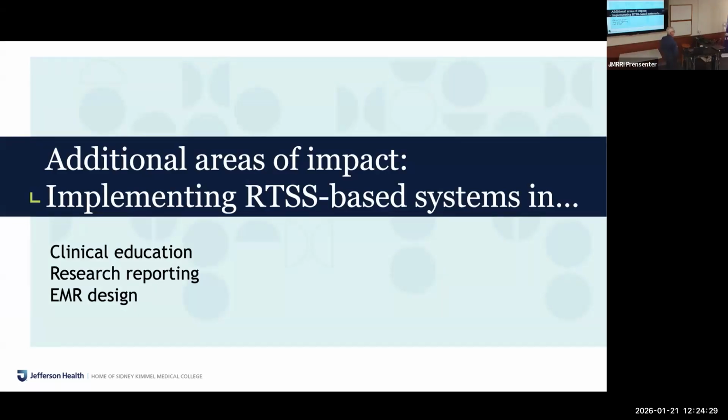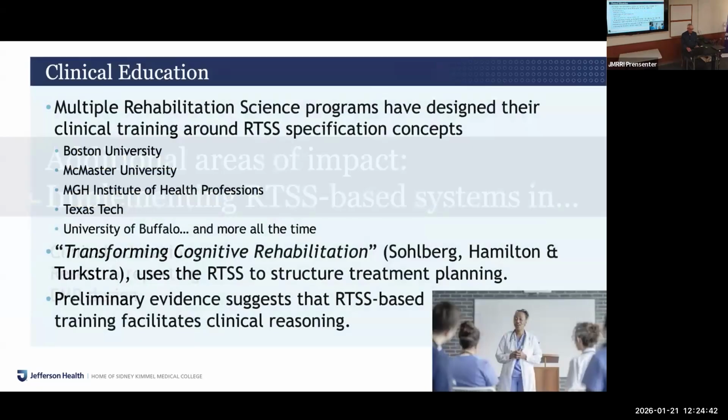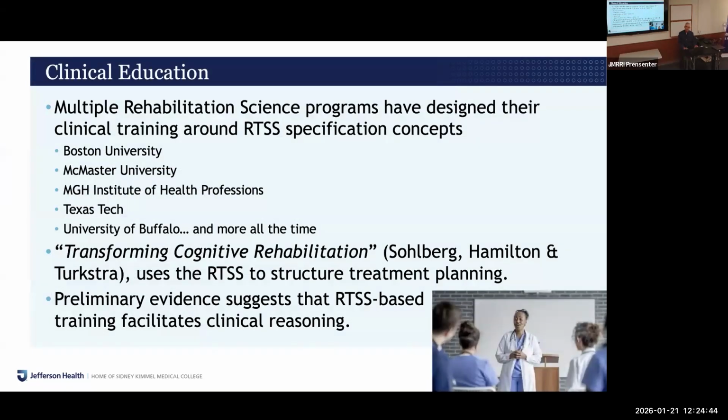But then I want to just finish by, okay, I want to spend the last minutes of the talk telling you about some additional areas of impact that have emerged since that initial area and that I think are quite exciting. So in clinical education, we've seen a real uptake of RTSS, and I think multiple faculty are finding it an extremely valuable framework for educating, starting rehabilitation therapy students of all disciplines.